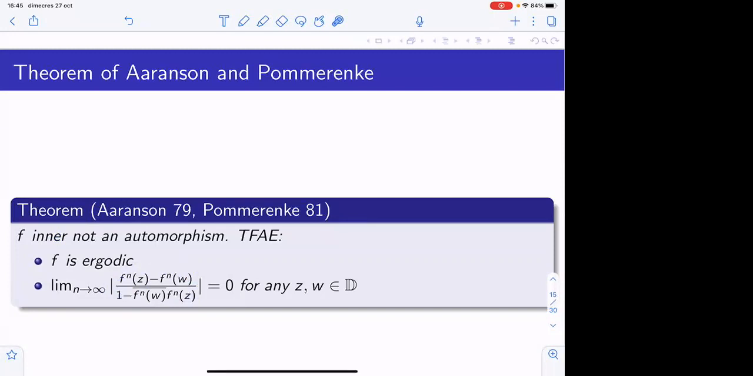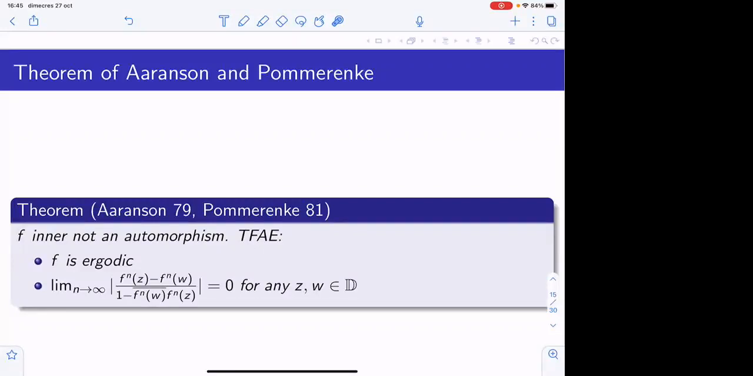Okay, so this is again a nice criterion about dynamical properties of the inner function. Now, this was the first part of the talk today, and in the last 5 minutes, I want to introduce a tool which will be used in the last talk.